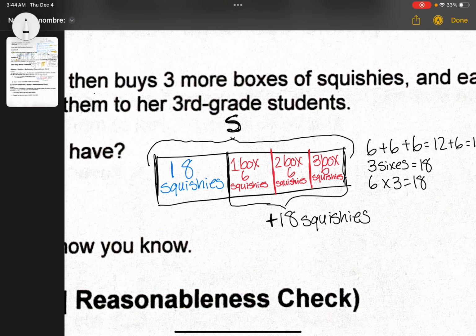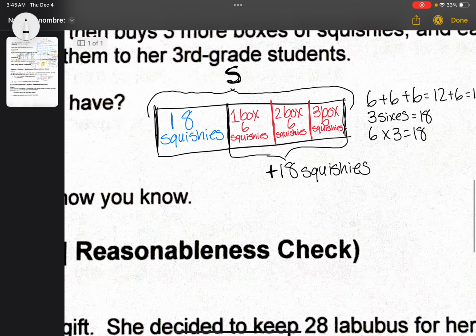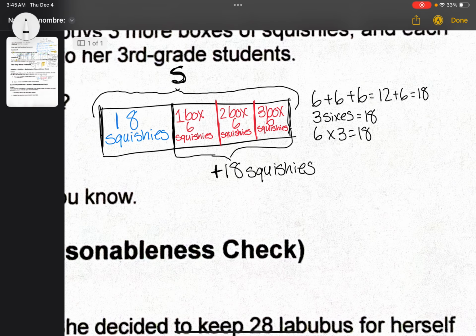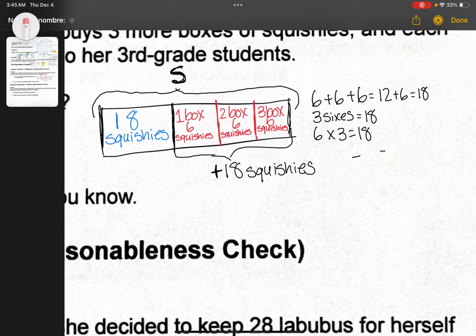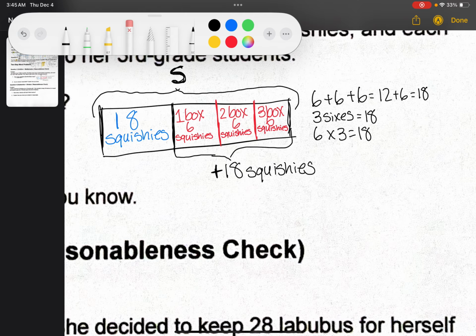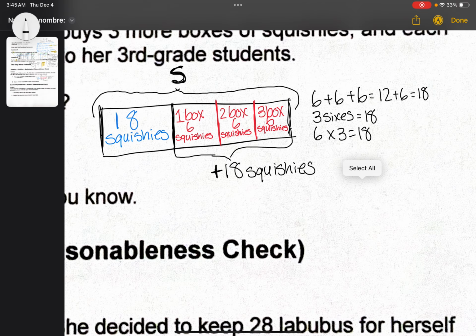And now we need to figure out S. S is our total. How many squishies does Miss Nation have all together? And so we are going to add 18 plus 18. Now, we are going to do 18 plus 18.